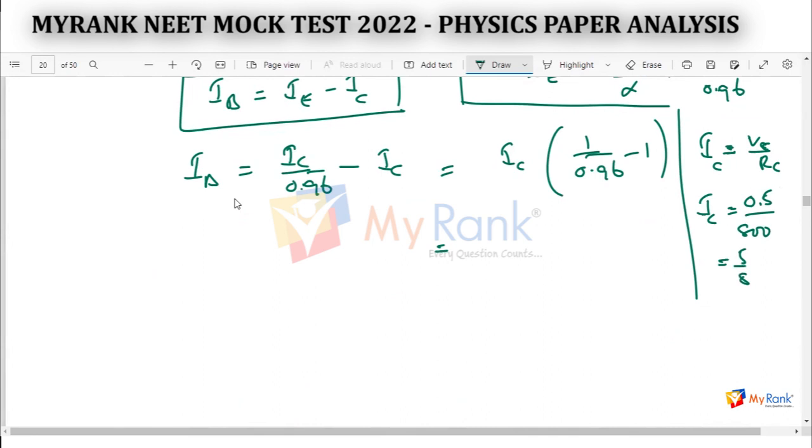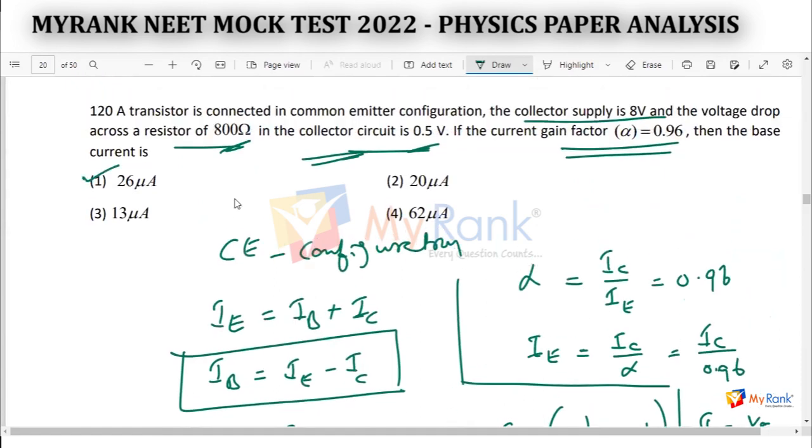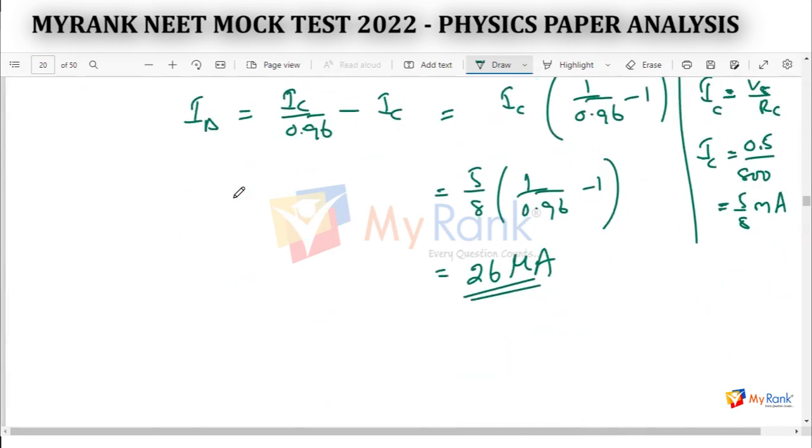Okay, milli, it will become milli, students. It will become like milliamperes. 10 power minus 2, here 0.5 is there, so milli. So I can write like this, 5 by 8 milliamperes. So 5 by 8 of 1 by 0.96 minus 1. So this will result like 26 microamperes, friends. Right? 26 microamperes, we'll get like that. That's the value of base current.